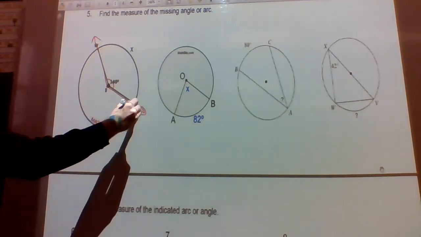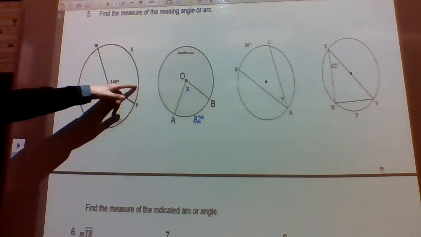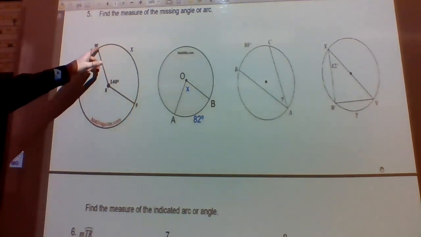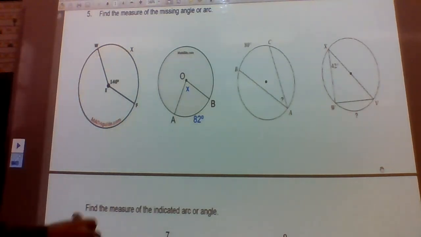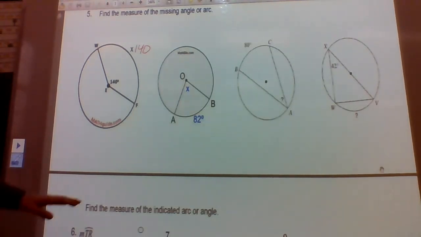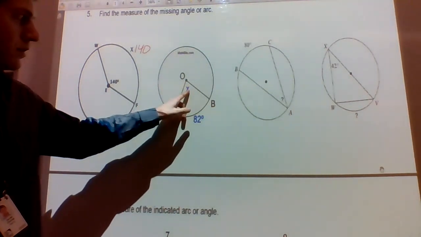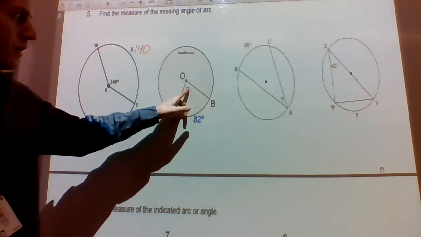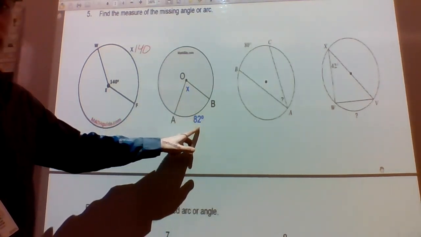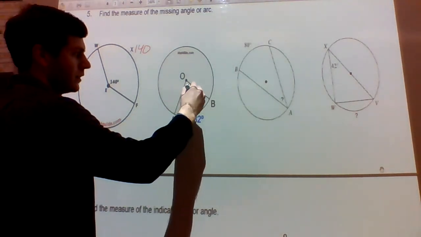The measure of a central angle is going to equal the measure of the intercepted arc. So the measure of arc WF here is going to be 140. Measure of the central angle equals the measure of the intercepted arc. Second one, again, we have a central angle. O is the vertex of the angle, angle AOB. Since O is the vertex, the measure of angle AOB is going to be equal to the measure of arc AB, the intercepted arc. So x is going to be 82.